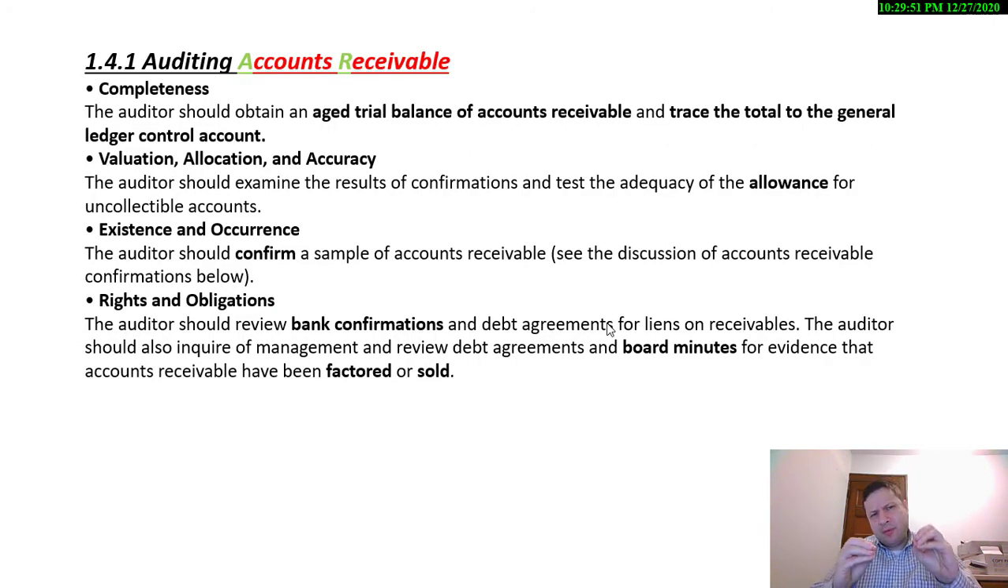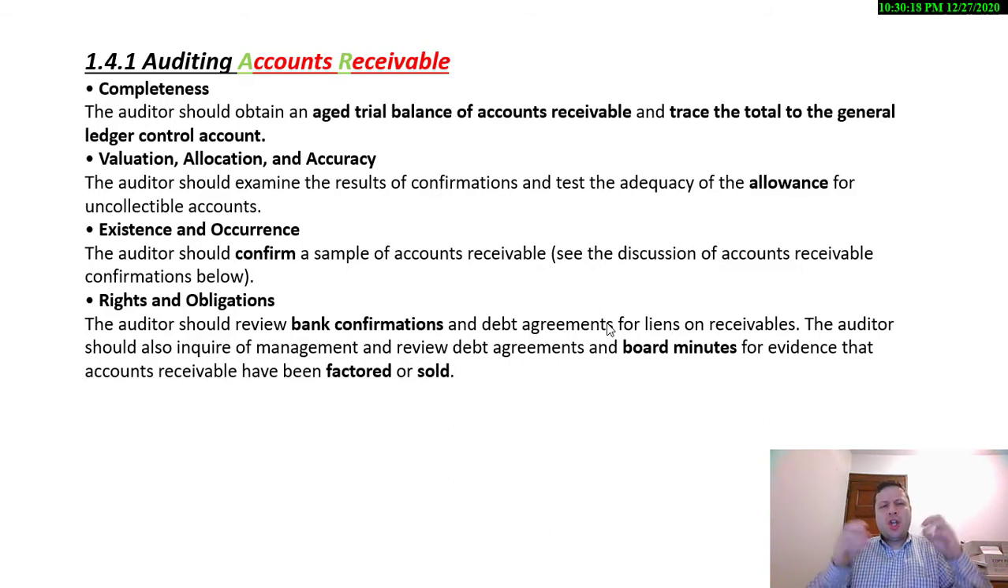Auditing accounts receivable. We should keep in mind the following assertions: completeness. You should take the aged trial balance and compare it to the general ledger. Valuation, allocation, and accuracy. Valuation pertains to the allowance. Is the allowance for doubtful accounts adequate? Okay, that's a big area.